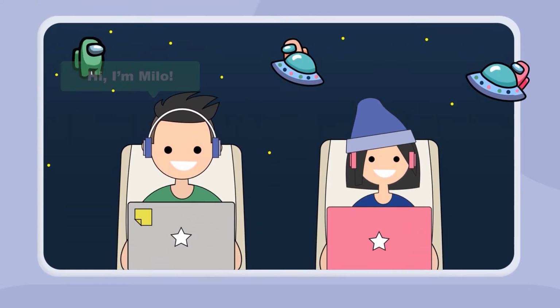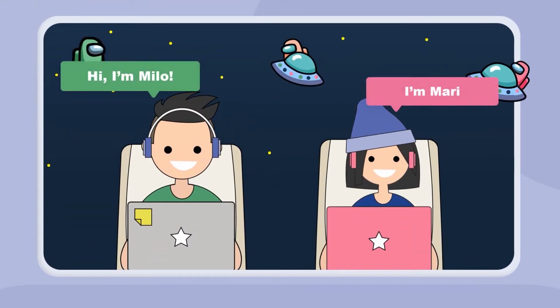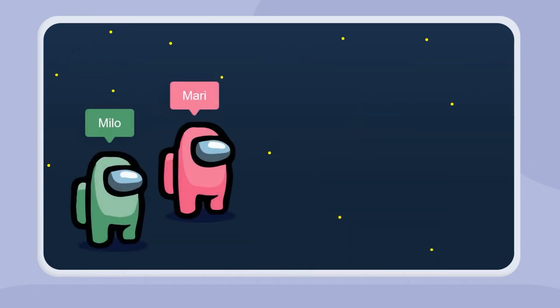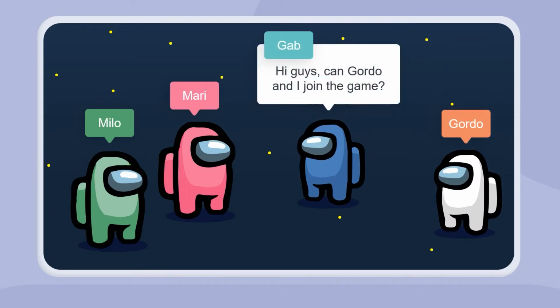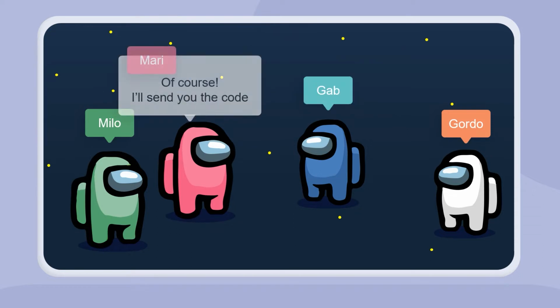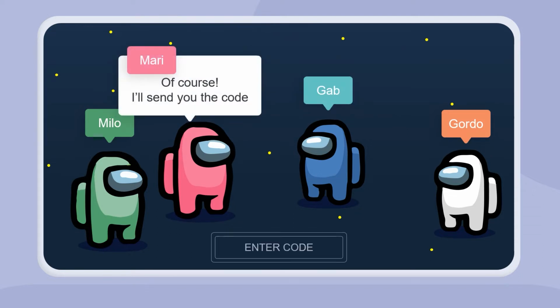Milo and Mari love playing their game together online. They have other friends who want to play as well. One day, they're all online and Gab asks if he and his friend Gordo can join in and play their game too. Milo and Mari say yes, and they send him a code to join in. This is how they give their permission or consent to join the game.